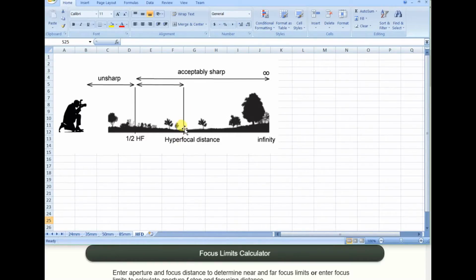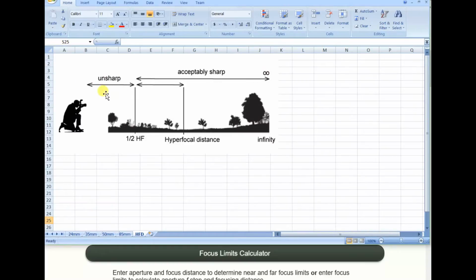our lens here, and so half of that all the way to infinity is going to be acceptably sharp. So acceptably sharp, you say, oh, that's not good enough, I want razor sharp. Just know that this area here, right in the middle of where you focus, just from there to there, that's going to be razor sharp. But you're not going to be unhappy with the sharpness from here all the way to around infinity.